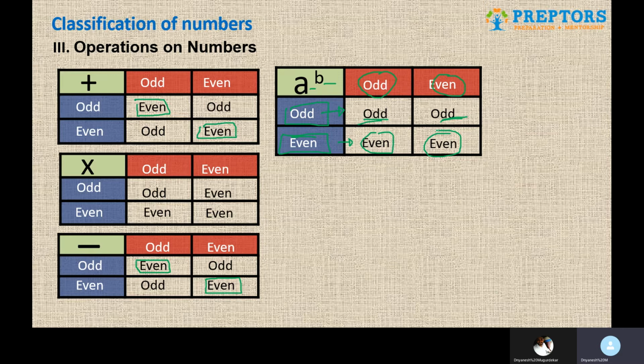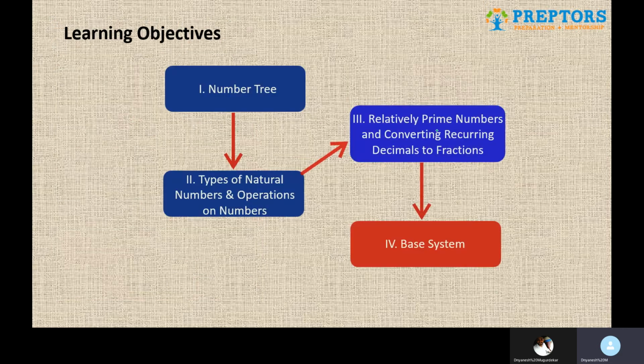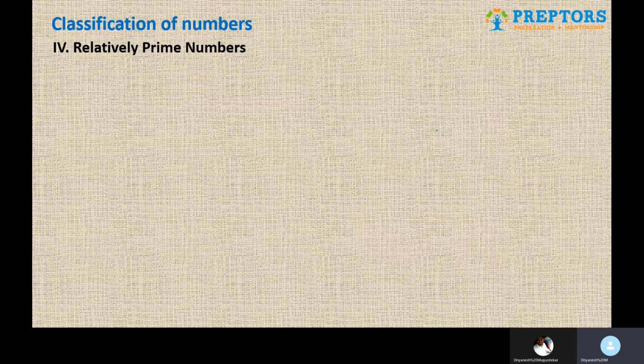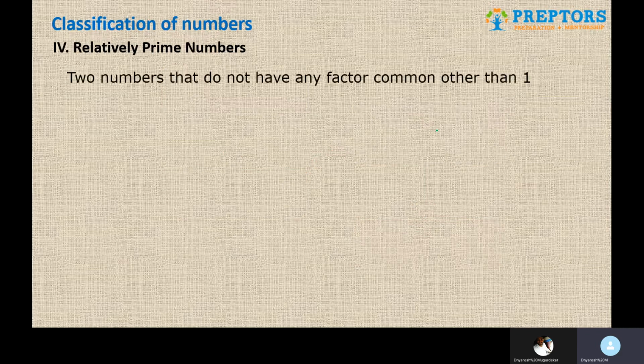The fourth part from this topic is a new idea called relatively prime numbers, or we call them co-prime numbers as well. Simple definition: numbers which have only one common factor between them are called relatively prime numbers or co-prime numbers. Numbers which have only one common factor. We can take some examples so that you realize in detail.